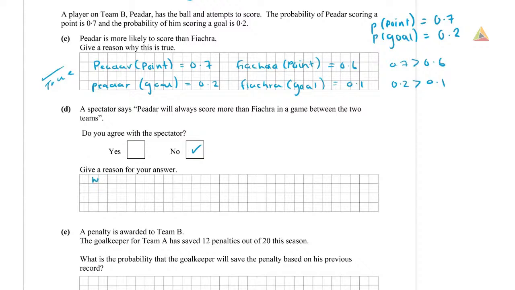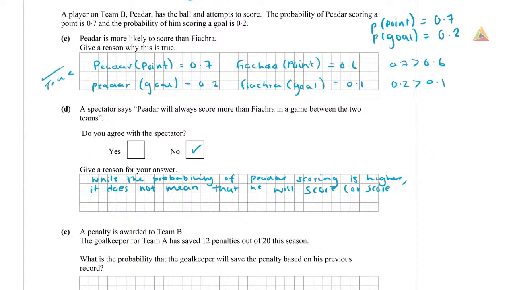So while the probability of Pather scoring is higher, it does not mean that he will score or score more in any particular game. So it doesn't mean that he'll always score more just because he has a higher probability.